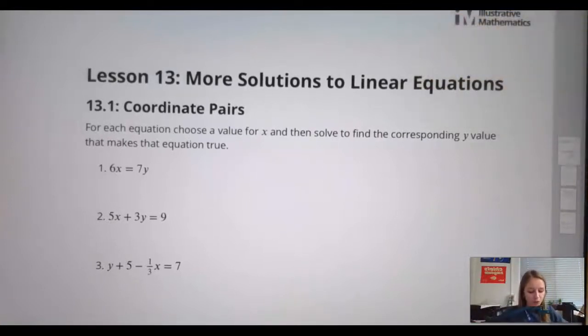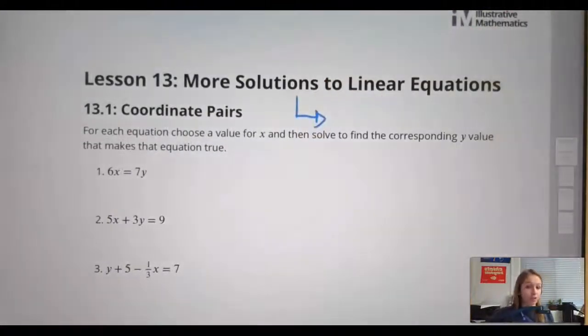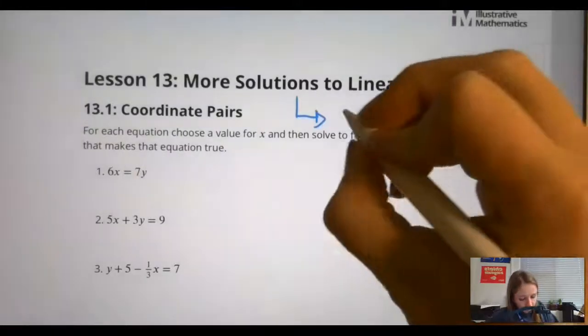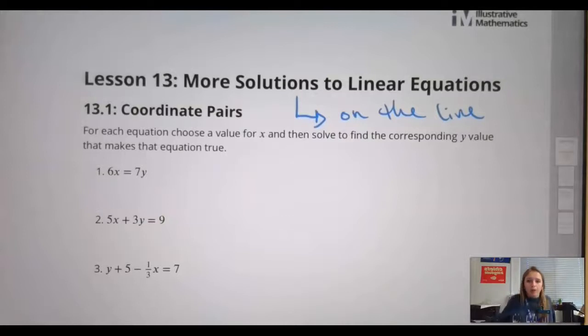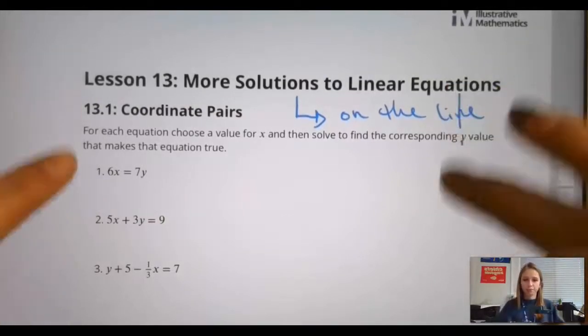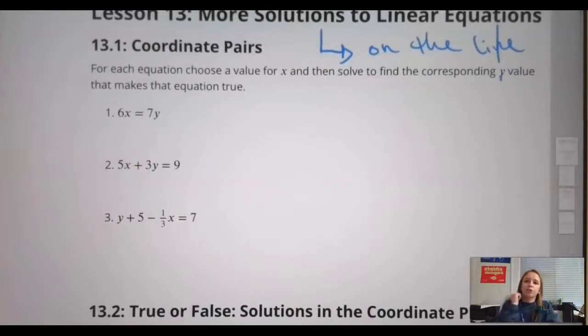So we're doing some more solutions to linear equations. In order for it to be a solution, it has to be on the line, so make sure we are aware of that. Alright, so down here it says, for each equation, choose a value for x, then solve for the corresponding y value that would make this statement true. So I'm going to plug in something for x and then solve for y.